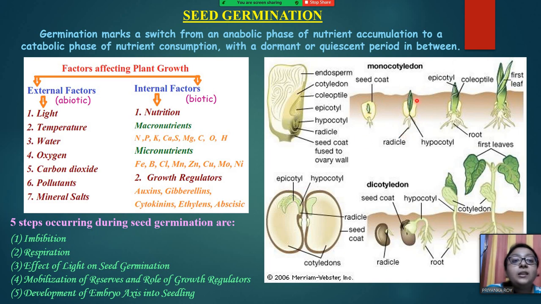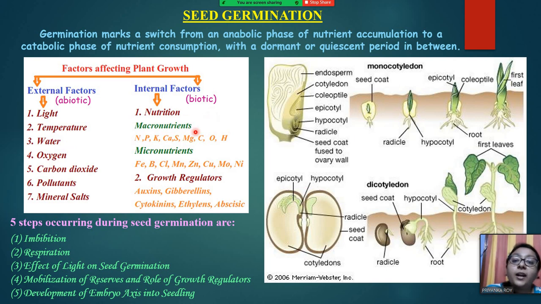And in between these anabolic and catabolic phases, there is a quiescent period or a dormant period, and this dormancy is usually broken by certain factors. Factors which affect germination can be external or internal. In case of external, these are abiotic factors like light, temperature, water, oxygen. We all know that these are very important for proper seed growth and germination.